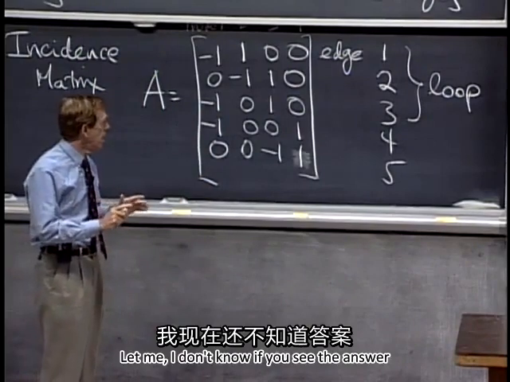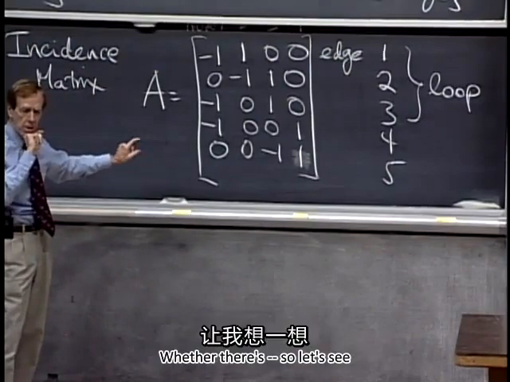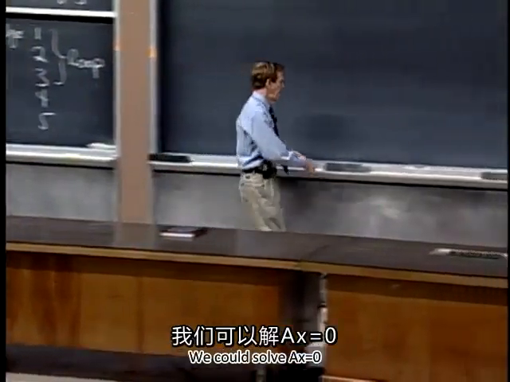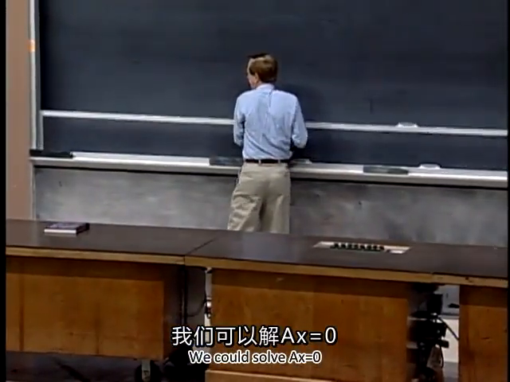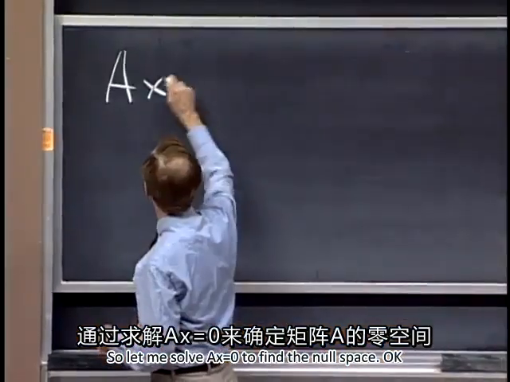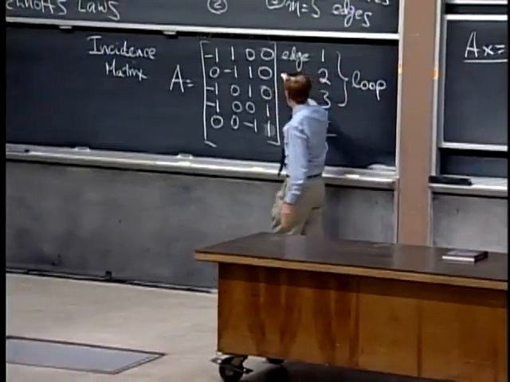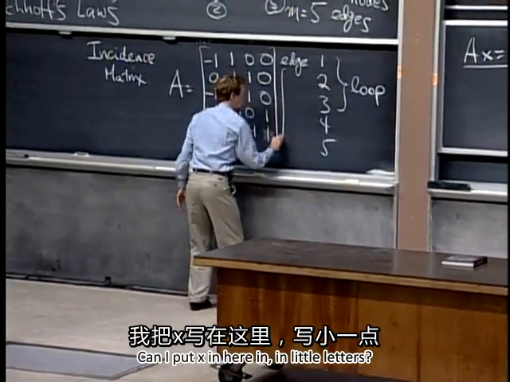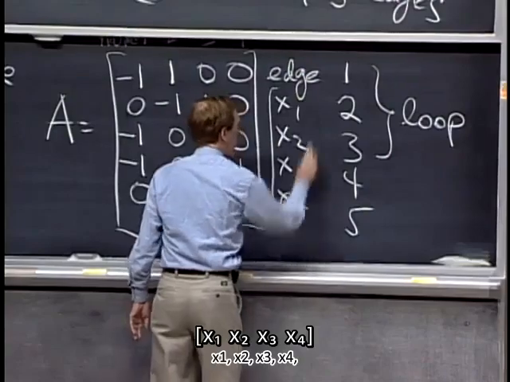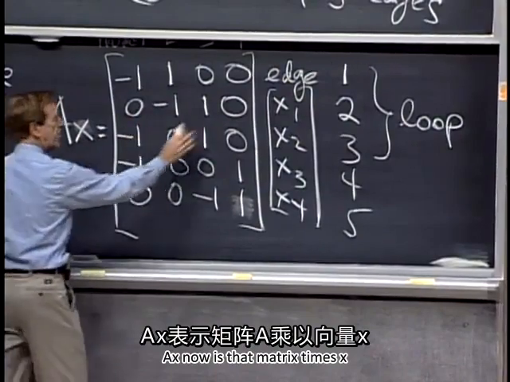I don't know if you see the answer. Let's see. I guess we could do it properly. We could solve Ax equals 0. So let me solve Ax equals 0 to find the null space. Okay, what's Ax? Can I put x in here in little letters? x1, x2, x3, x4. It's got 4 columns. Ax now is that matrix times x.